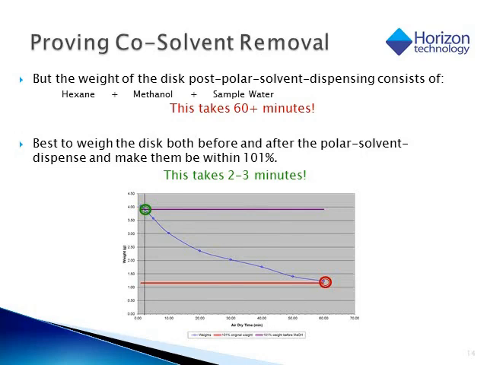Instead, what we suggest is that the user process a blank but takes the tare weight just prior to the polar solvent being dispensed. Once the polar solvent is introduced, dry the disc using the same technique as before, measuring the weights at set intervals until the weight is 101% of the original weight. This technique takes only 2 to 3 minutes.